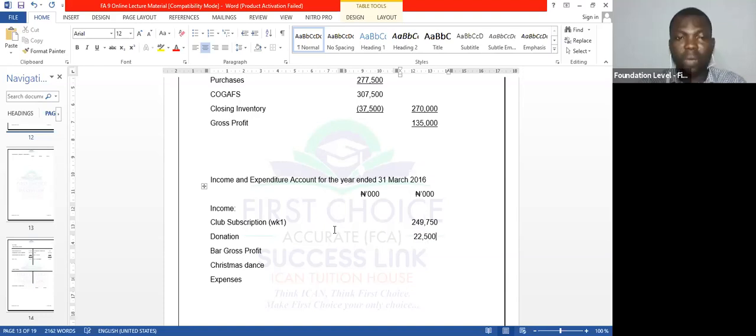Then we move to the bar gross profit. Now this bar gross profit, we look at the figure that we find under the bar trading account, which is 135,000. Please don't miss and take your bar takings, that will be very wrong of you. So what you are going to post there is 135,000. Then after that, we have our Christmas dance.